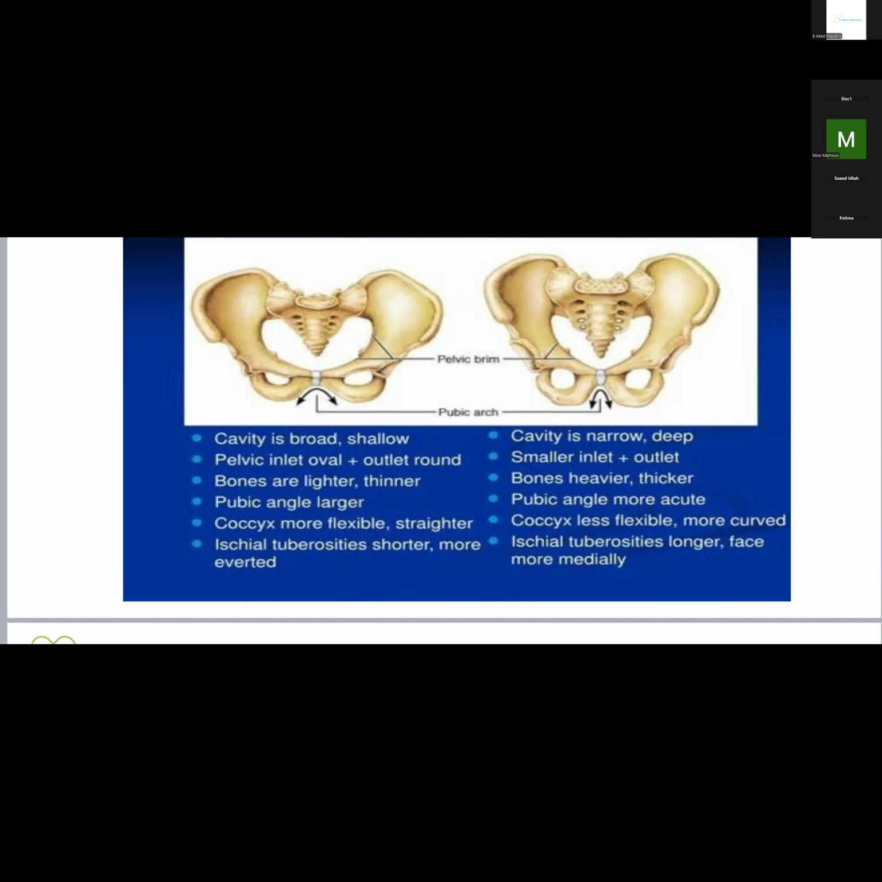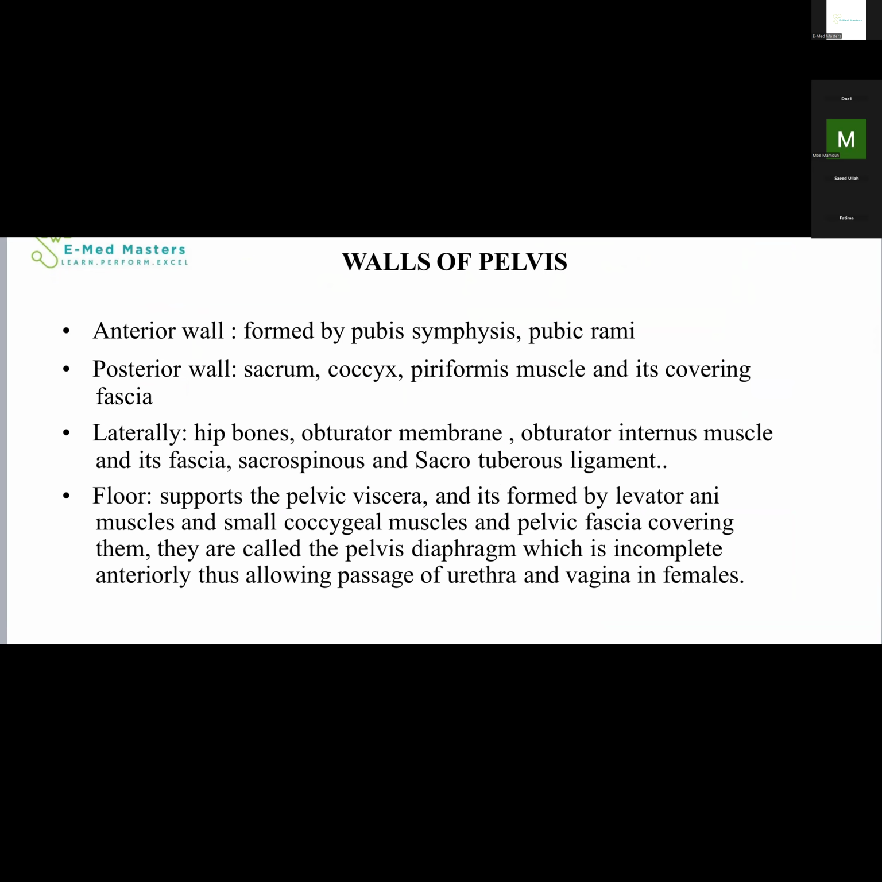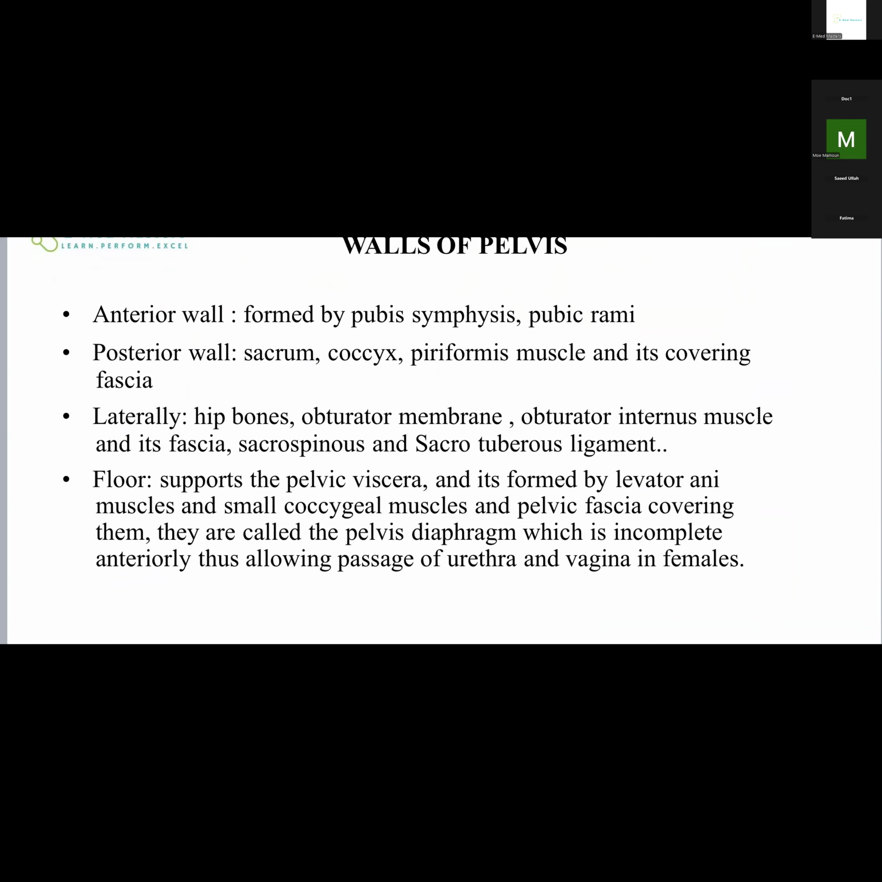Let's talk about the walls of the pelvis: anterior, posterior, and lateral walls, and floor. So the anterior wall, as I told you, is formed by the pubic symphysis and the pubic rami, as shown in the picture. The posterior wall is formed by the sacrum, coccyx, piriformis muscle, and its covering fascia. Laterally, hip bones, obturator membrane that covers the obturator foramen, obturator internus muscle and its fascia, sacrospinous and sacrotuberous ligament. These form the lateral wall. And the floor is formed by the pelvic diaphragm.